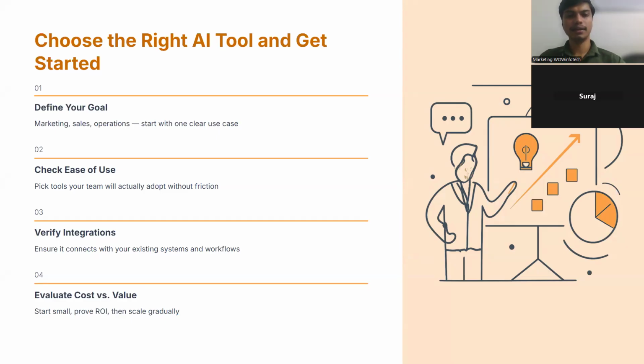And one of the points is cost efficiency. The model should be cost efficient as well. You can start with free trials of tools such as ChatGPT and Claude, and then you can shift to subscription plans, which start from as low as $20 per month for a user.